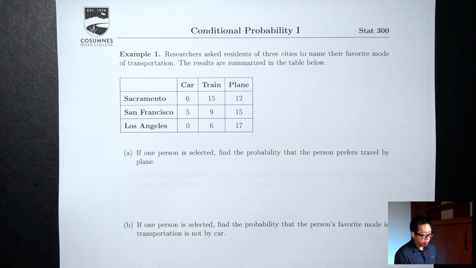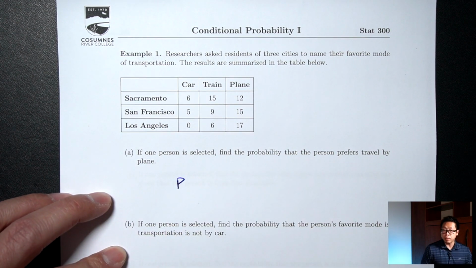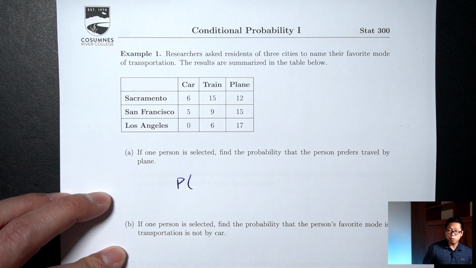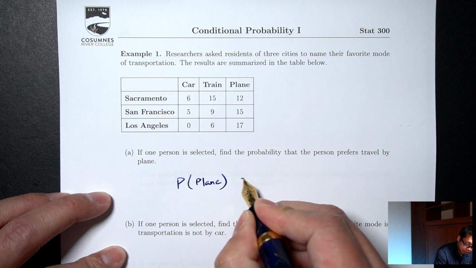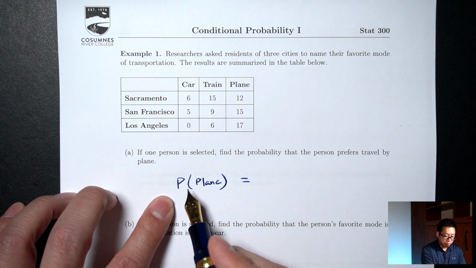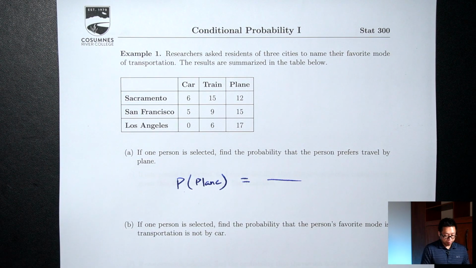Part A. If one person is selected, find a probability that the person prefers travel by plane. In symbols, what I'm looking for here is probability, that's P, of getting someone who said plane was their favorite. And the way you read that is probability of plane. And how do we find probability?